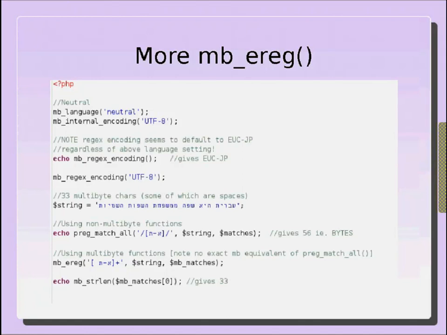Okay, so we go to an MB function now to see if we get any better results. Something to watch for, there's no direct MB equivalent of preg_match_all, so you'll have to work around that. What we do here is we're matching space or n to x, so space or any Hebrew character, and we're matching as many of those as we can get, and when we do that, we get 33, which is the correct count of characters in the string. Okay.